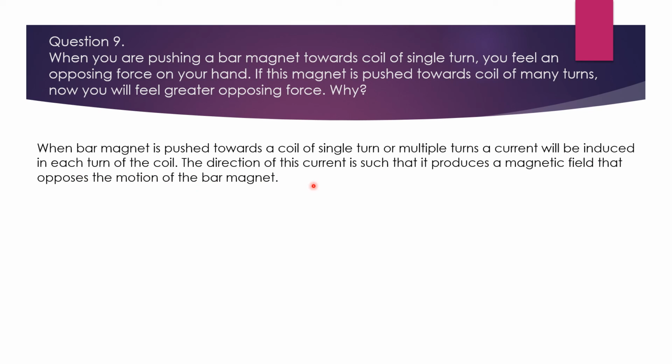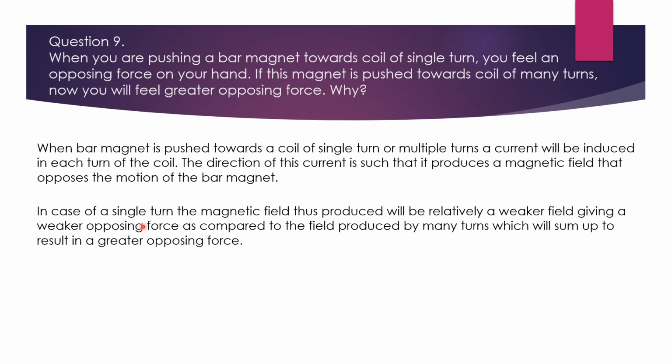The direction of this current is such that it produces a magnetic field that opposes the motion of the bar magnet. Now, in the case of a single turn, the magnetic field thus produced will be a relatively weaker field, giving a weaker opposing force as compared to the field produced by many turns, where the opposing forces will sum up to result in a greater opposing force. Hence, you will feel a greater opposing force on your hand. The push force on your hand is felt greater.